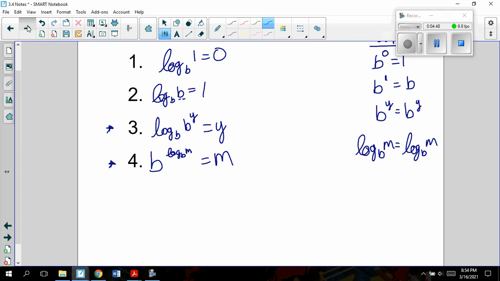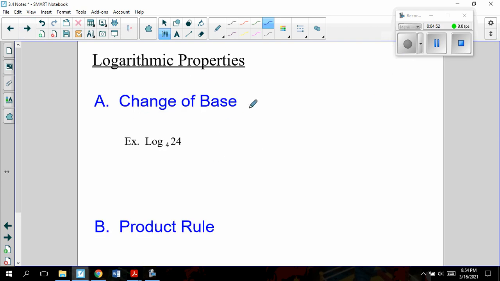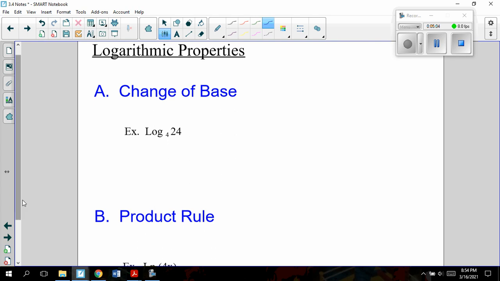So, all right, now in terms of properties, those are more, I don't know, rules is the right word, or properties. These are going to be ones that don't have connections to exponentials. These are your logarithmic properties. There are 4 of them that we're going to talk through, and then like I said, we'll practice when we come back full face-to-face.